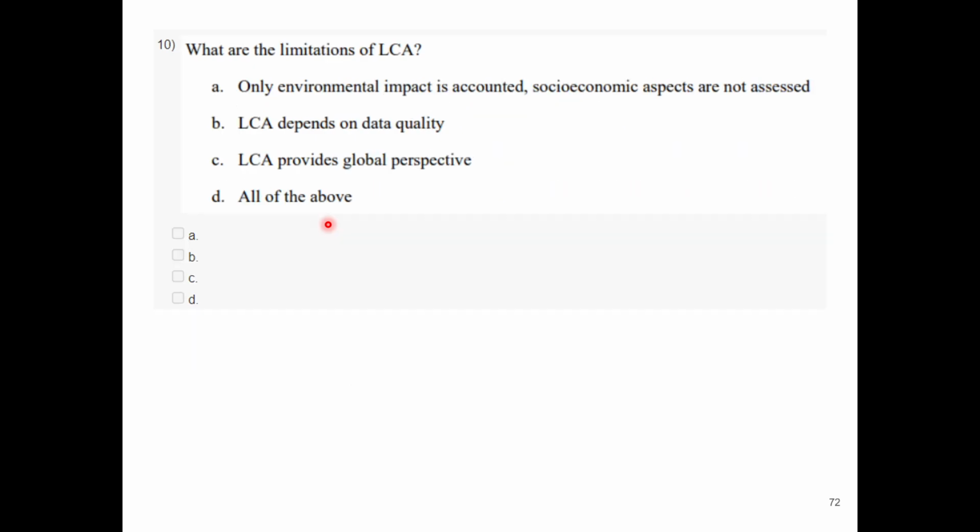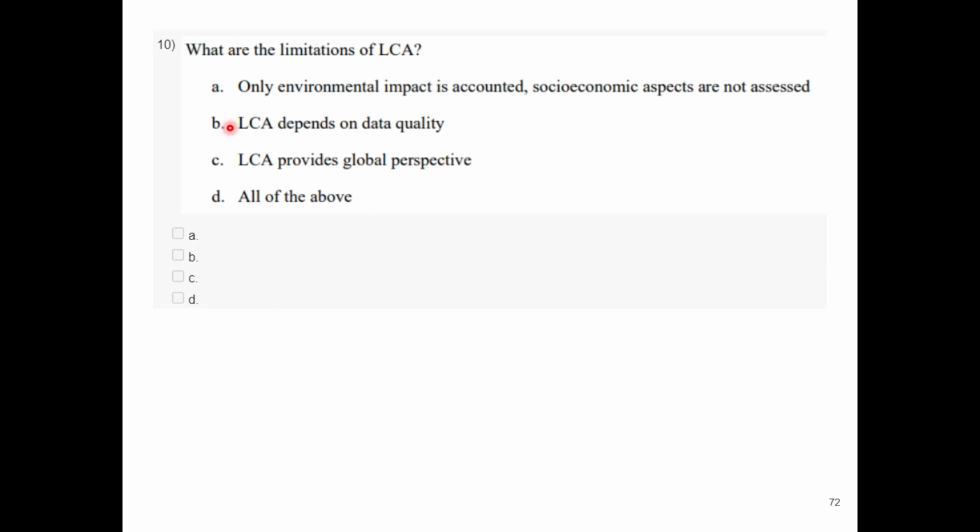Last question: what are the limitations of LCA? A, only environmental impact is accounted, socio-economic aspects are not assessed. B, LCA depends on data quality. C, LCA provides global perspective. D, all of the above. A, B, C, and D. What is the correct option?